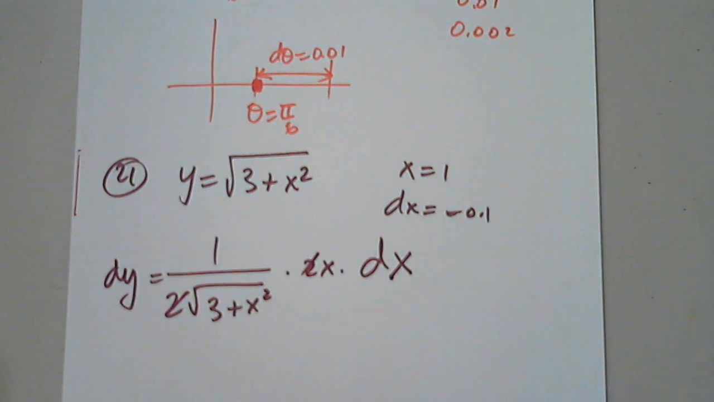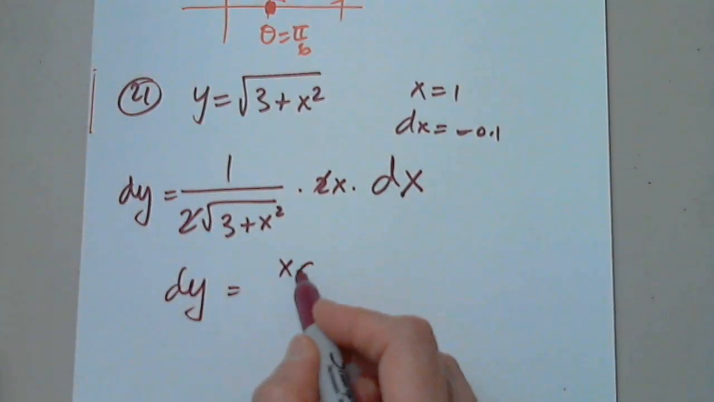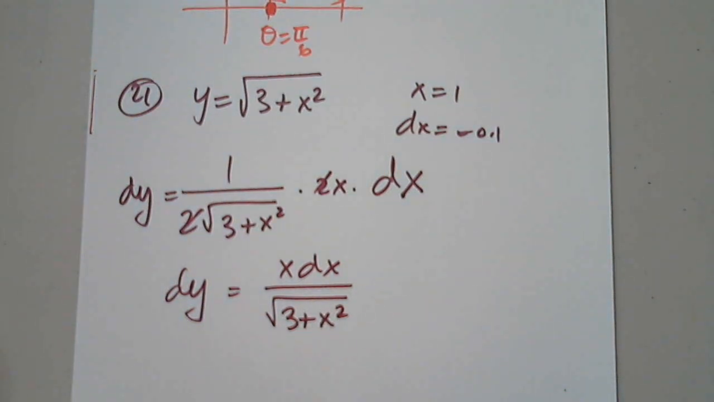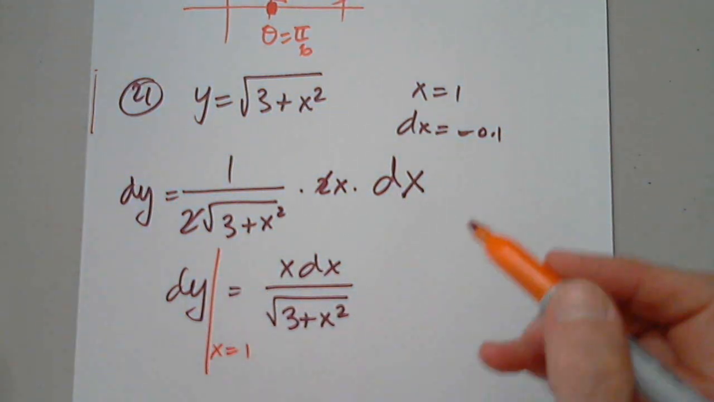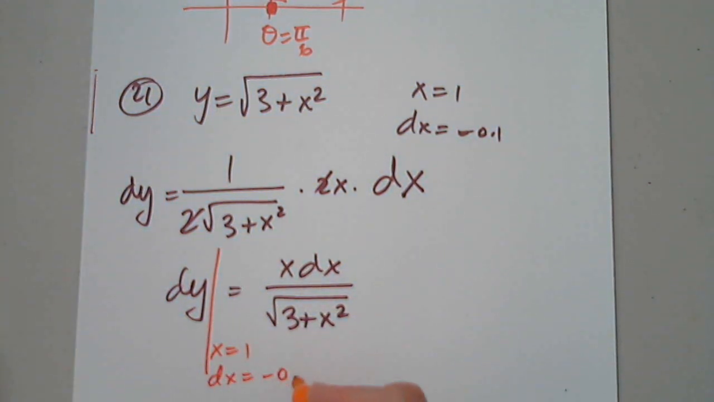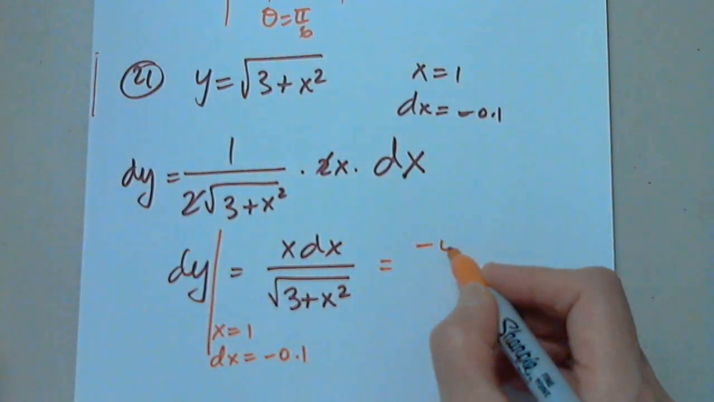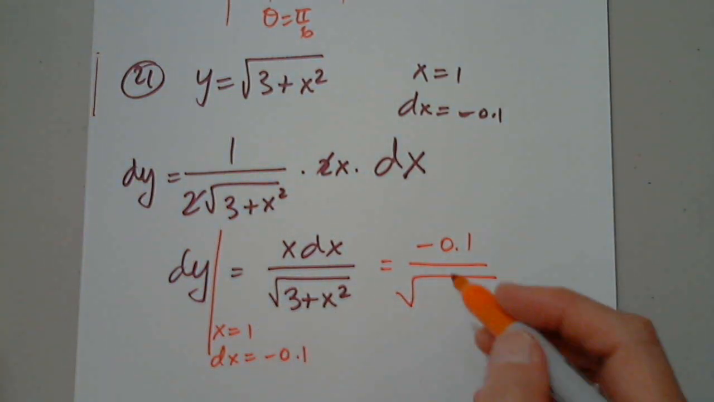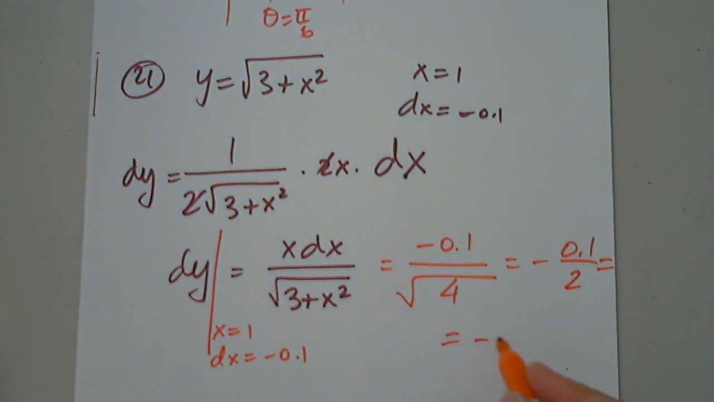Yes, I will simplify a little bit. A factor from the top and the factor from the denominator, and I have x dx over the square root of 3 plus x squared. So now, no problem. I'm asked to use x equals 1, and I'm asked to use dx as negative 0.1. So 1 times negative 0.1 will be negative 0.1 divided by 3 plus 1 is 4. The square root of 4 will be 2. So negative 0.1 over 2, or negative 1 divided by 20.